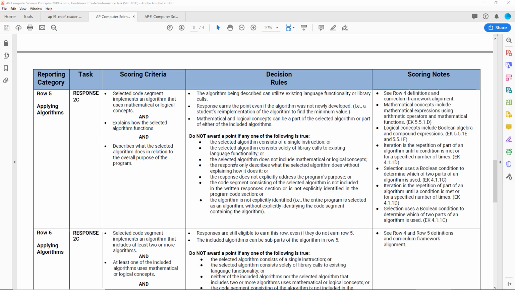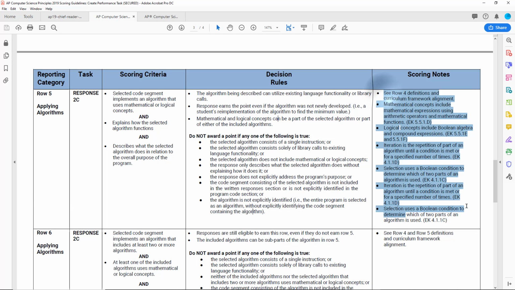Another big way to lose this is only describing what the algorithm does, but not saying how it does it. Make sure you explain how the algorithm does what it's doing. Another way to lose the point is to not explicitly address the program's purpose. Make sure you mention the purpose and how your algorithm achieves the program's purpose. Another way to lose the point is to not have your oval around your algorithm, or by selecting the entire program instead of just a section of the program as the algorithm.